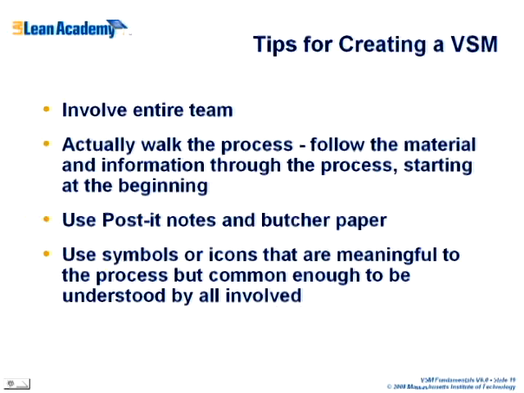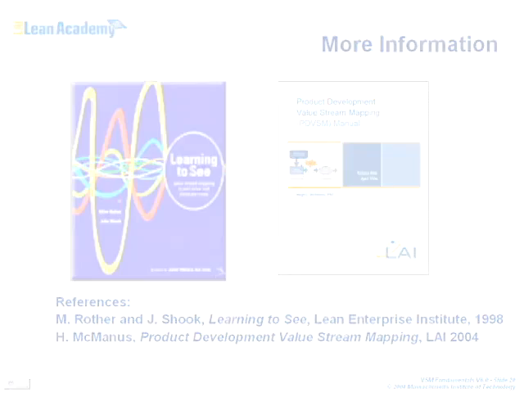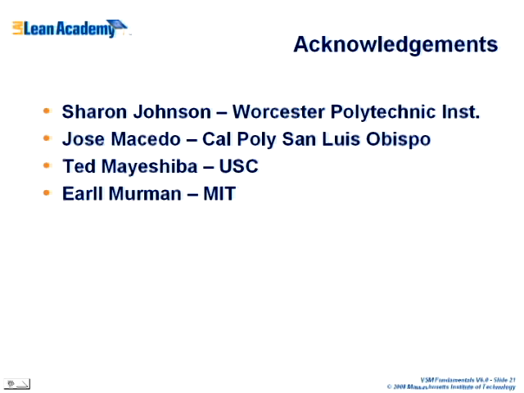Use meaningful icons, and agree on what they are, so that you're communicating with each other. Those are the basic steps. If you want more information on this, there's a book called Learning to See that really lays this whole thing out. This is really for factory-type operations like we saw at New Balance. Hugh McManus has created a version of that for engineering, for what we call product development. Okay, so that's the value stream mapping module.